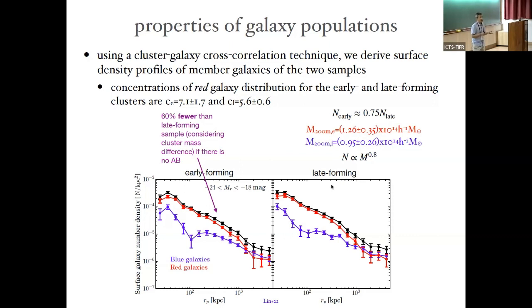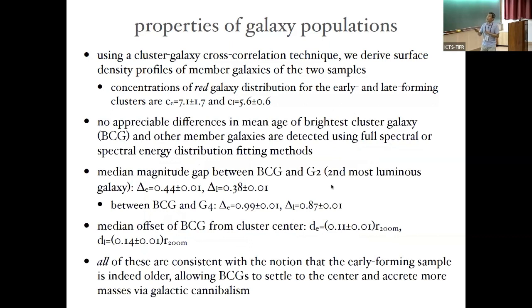Such a reduction could be due to the fact that for an old cluster population, there's more time for dynamical processes to work and sink the galaxies to the bottom of the potential well and merge with the BCG. We didn't find appreciable differences in the mean age of the BCG or other cluster member galaxies using both the full spectral fitting method as well as the SCD fitting method.